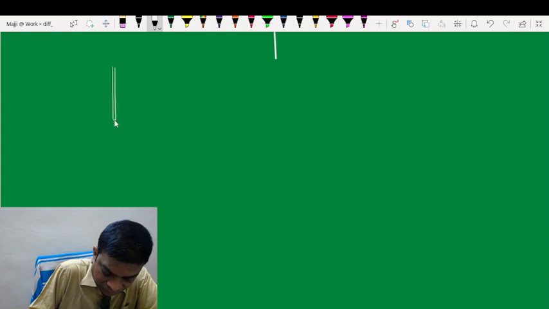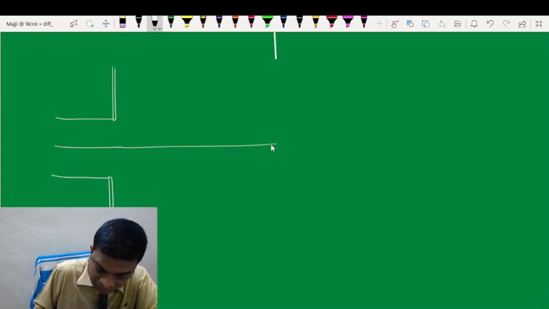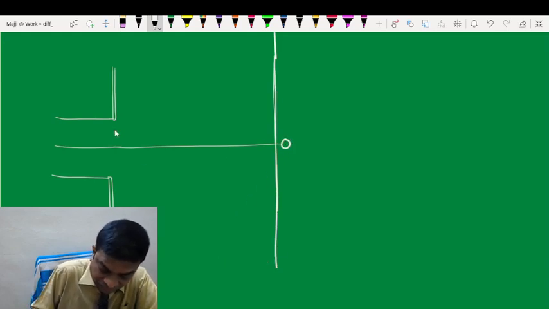So this is the slit, and this is the wavefront. It's a plane wavefront. This is the central line. Okay, and this is the screen. So this is the central bright fringe. AB is the slit. This is the plane of the slit and also the wavefront.